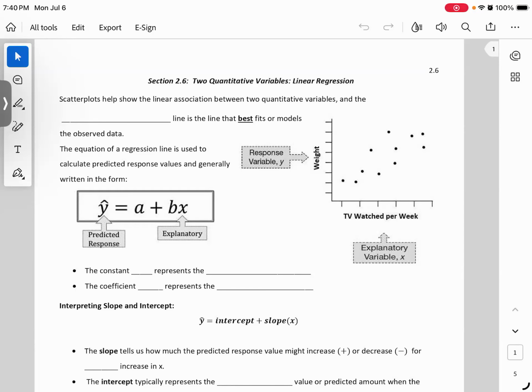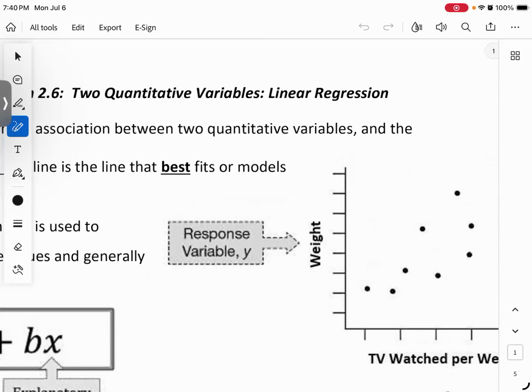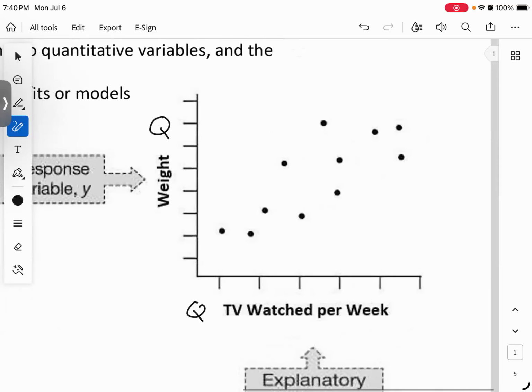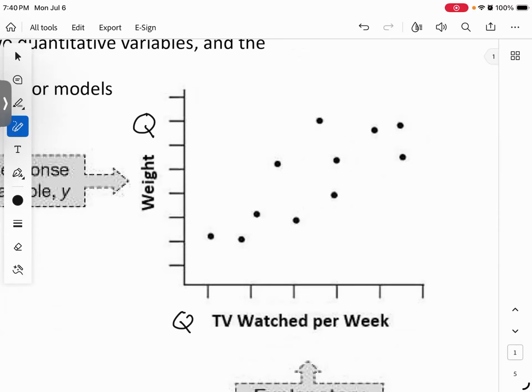This is section 2.6, and in this lecture, the main thing we're going to be talking about is linear regression. Now, this is a continuation of what we saw in 2.5 on correlation. Remember, correlation was the idea that you might have two different quantitative variables. The example we've got here is weight as well as how much TV people are watching per week.